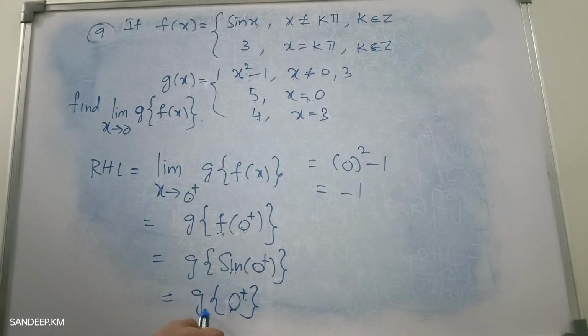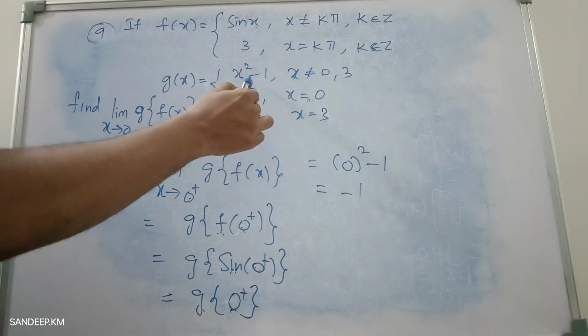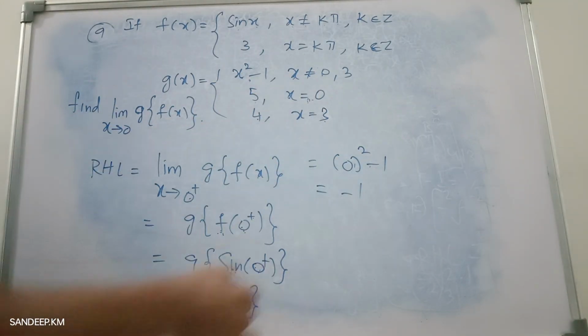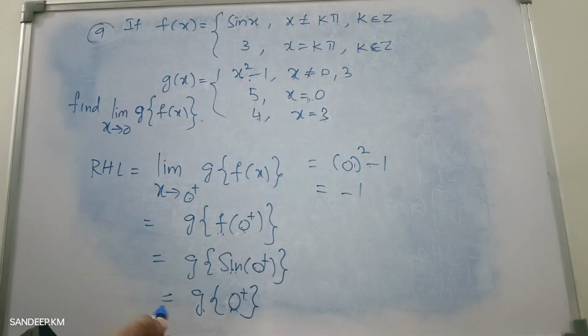Again for the function g, the input is 0 plus. The input is not 0. So we should take this function only again. Again x square minus 1. And x approaches 0. So 0 minus 1, minus 1. So RHL is also minus 1.